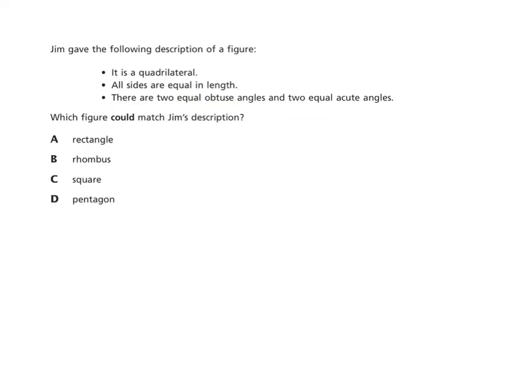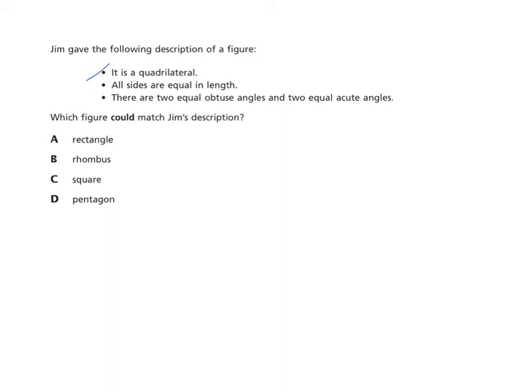Okay, this one. Jim gave the description of a figure. It is a quadrilateral. All sides are equal in length. There are 2 equal obtuse angles and 2 equal acute angles. Well, let's go down the line. Let's look at the first part here.